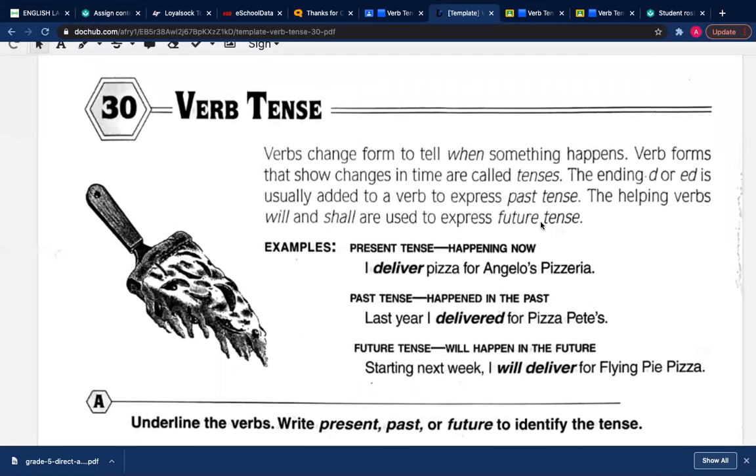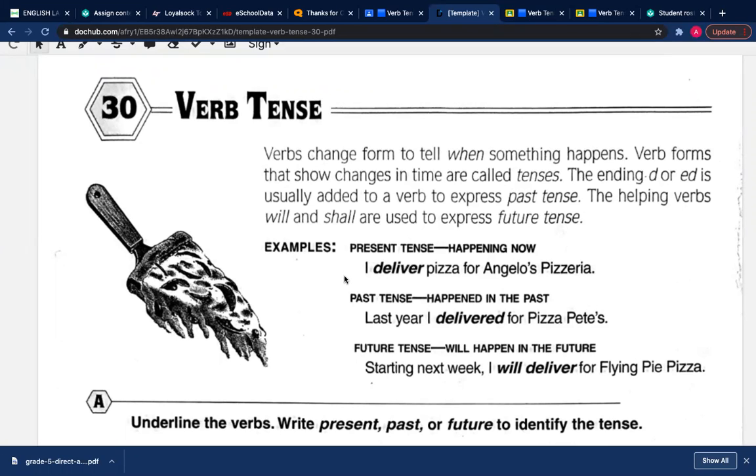The ending D or ed is usually added to a verb to express past tense. The helping verbs will and shall are used to express future tense. Let's take a look here. If it's happening in the present, it's happening now. For example, I deliver pizza for Angelo's Pizzeria. Okay, it's happening right now.